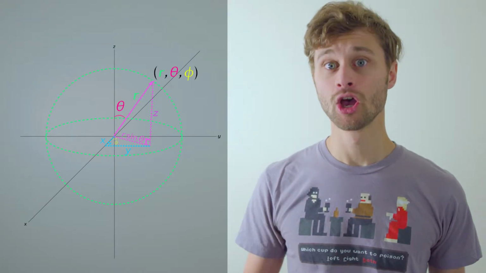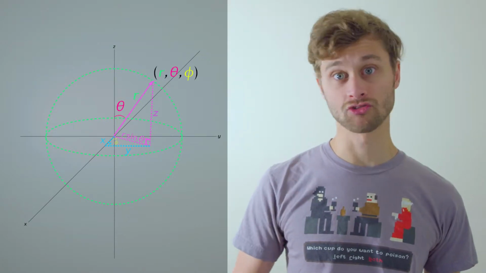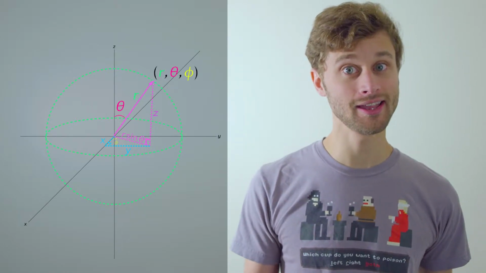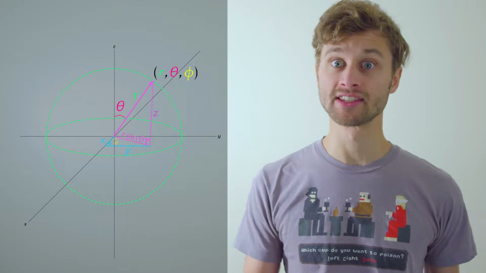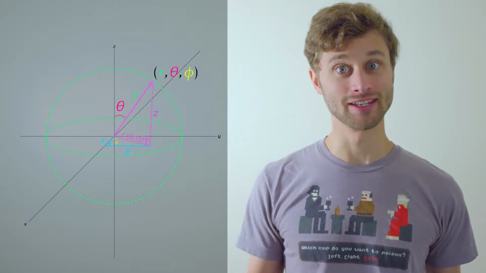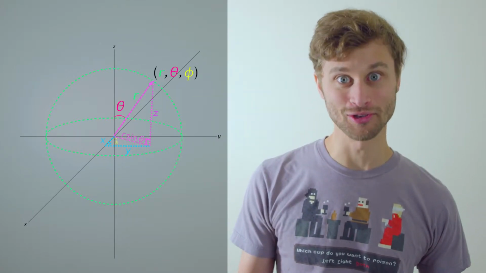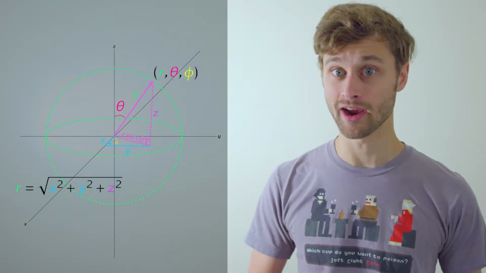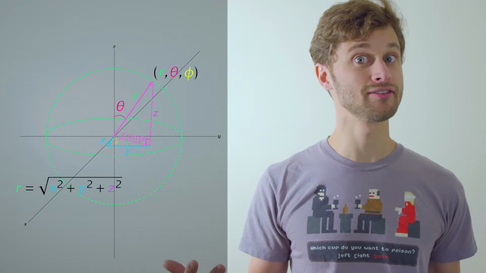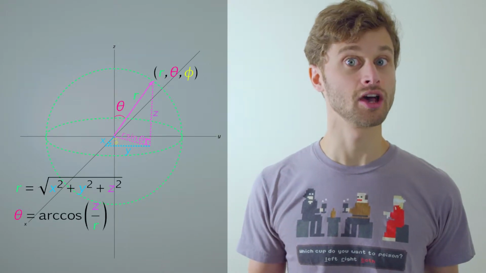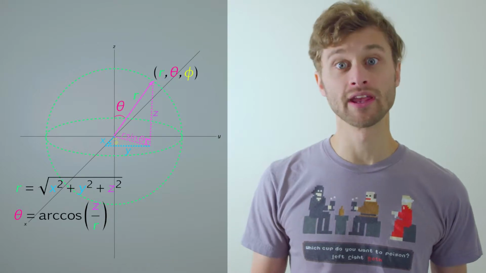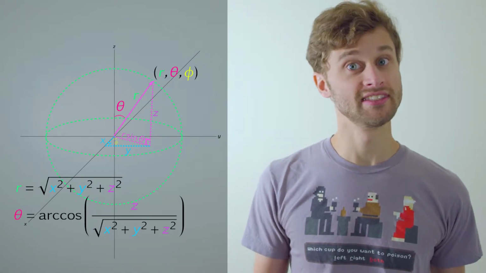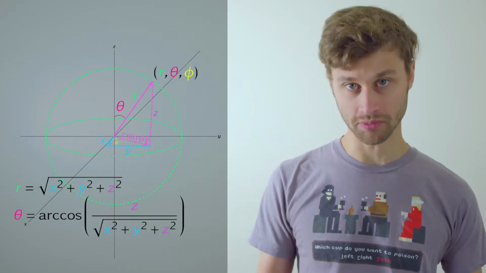Now what about the other way around? As usual, we can use some right triangle trigonometry and the Pythagorean theorem to define r, theta, and phi in terms of x, y, and z. For instance, r is defined using the Pythagorean theorem, so it is equal to the square root of x squared plus y squared plus z squared. Theta is here, so it can be defined as the arc cosine of z over r. Writing that completely in Cartesian coordinates, theta is equal to the arc cosine of z over the square root of x squared plus y squared plus z squared.